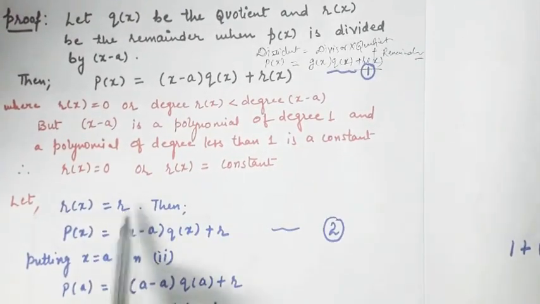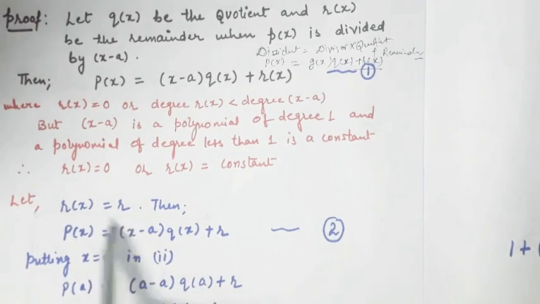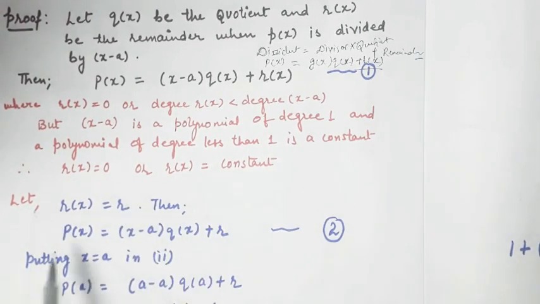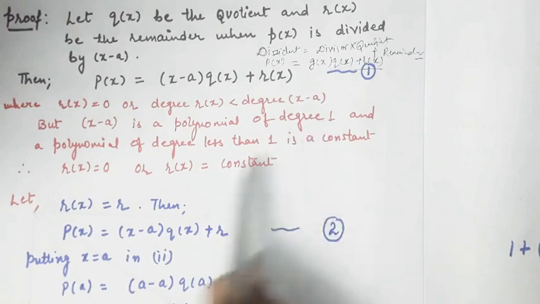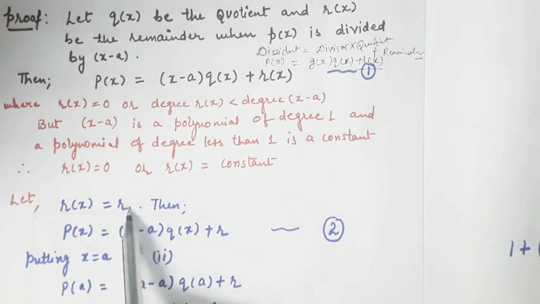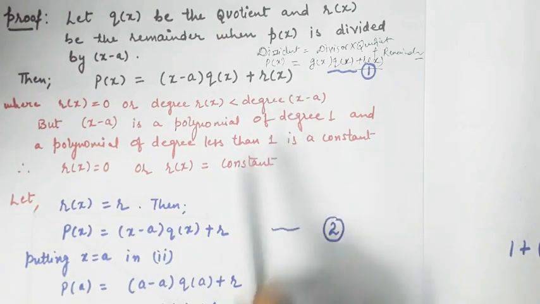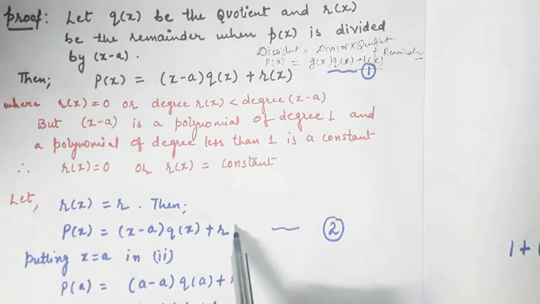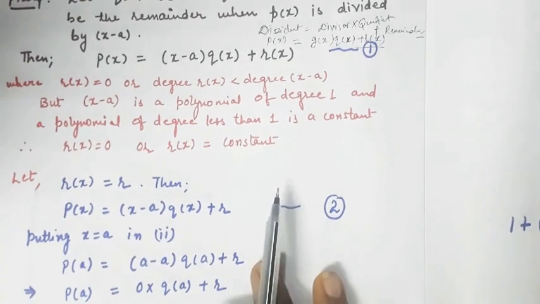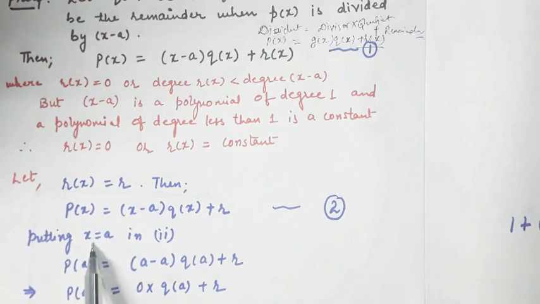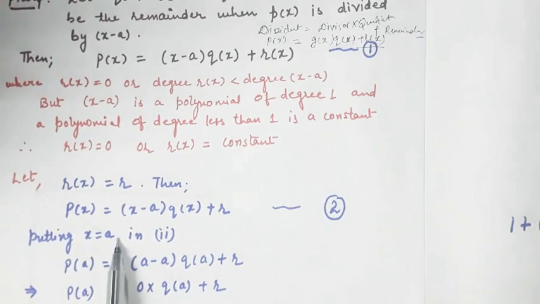Okay, so let r(x) be equal to r. I have taken r(x) equal to r. Then in p(x), equation number 1, we can replace r(x) with the value r. So I have replaced r here. Now, the next step: I have just replaced x with a.